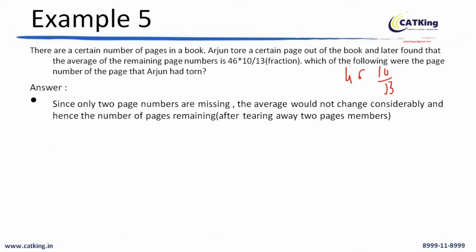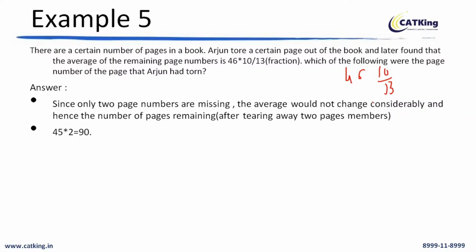Since only 2 page numbers are missing, when one page is torn, the front and back page numbers, 2 page numbers, will be missing. So the average would not change considerably. The average will not change that much. And hence the number of pages remaining, after tearing away those 2 page numbers, would be 45 into 2, simple.